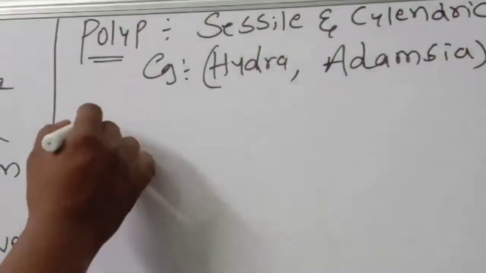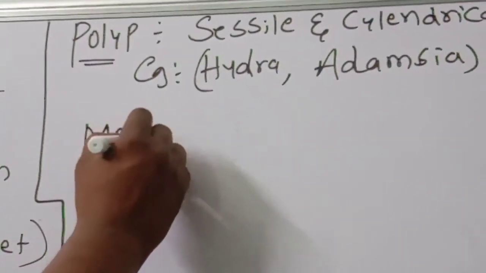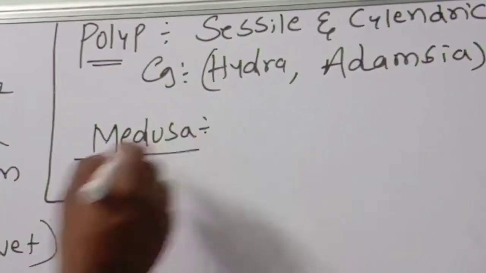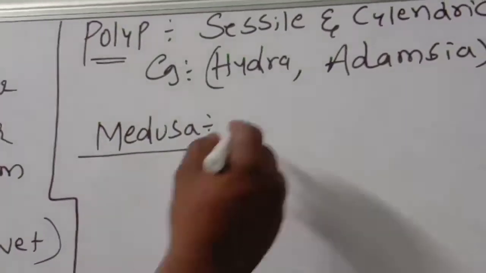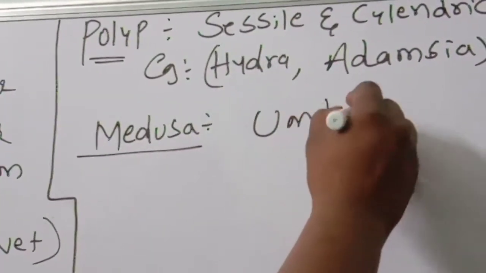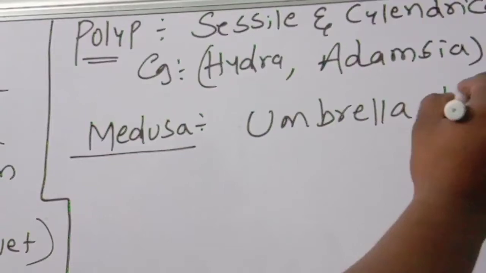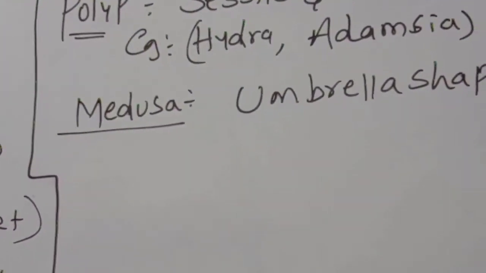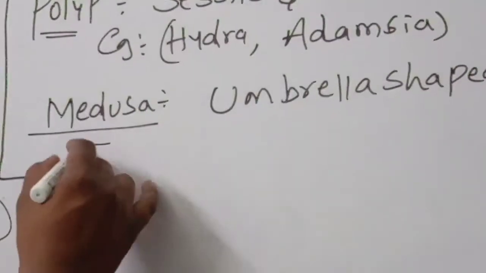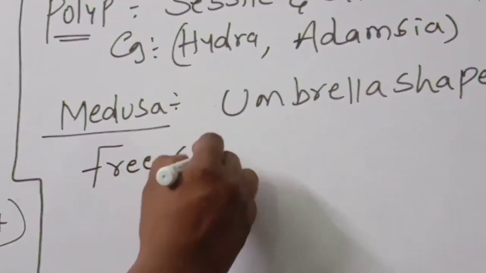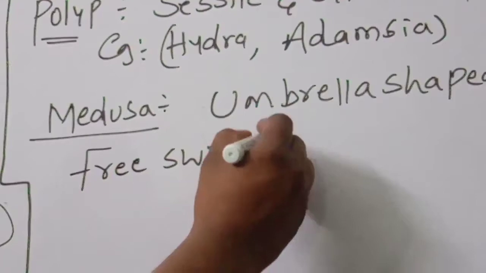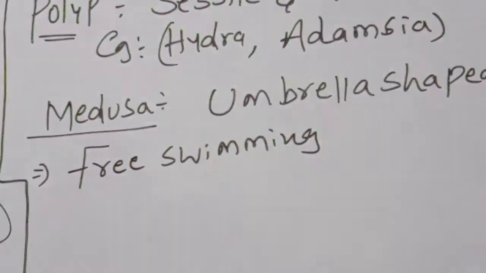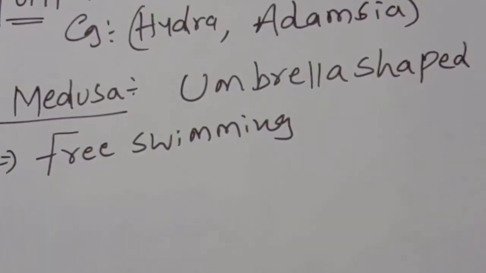Next form, medusa. This medusa will be umbrella shaped. Very important. The medusa is umbrella shaped and free swimming. They swim freely. This point you should remember.